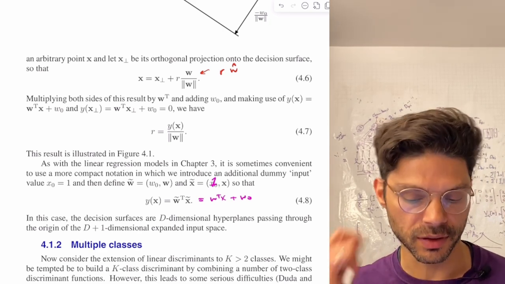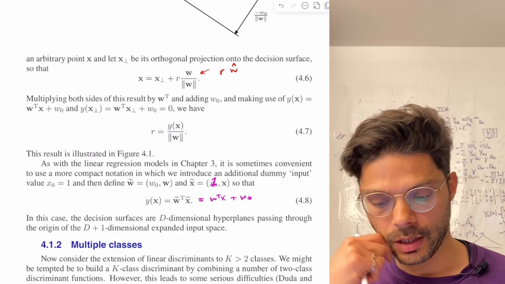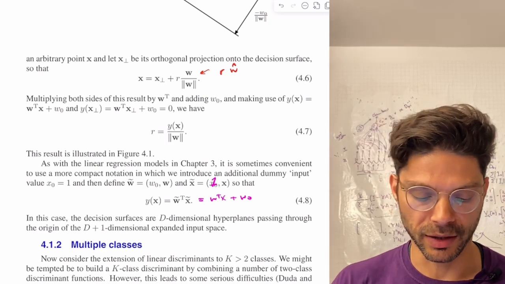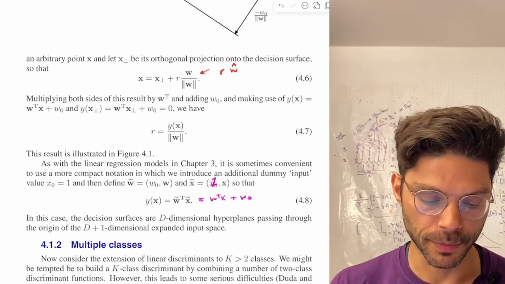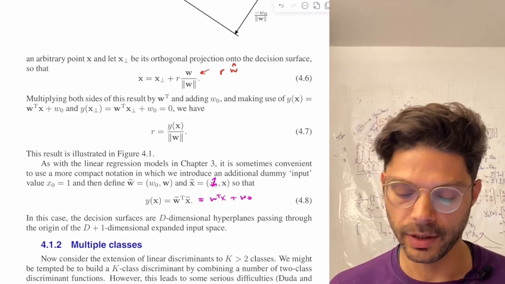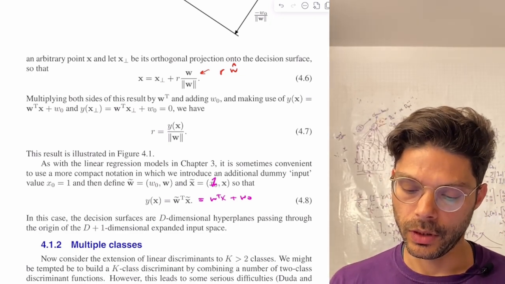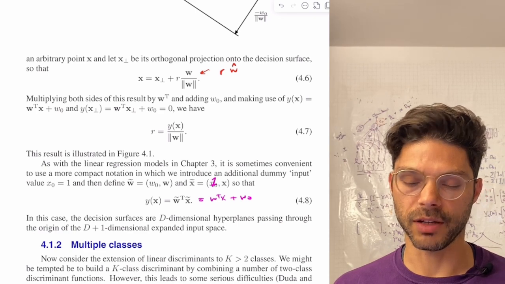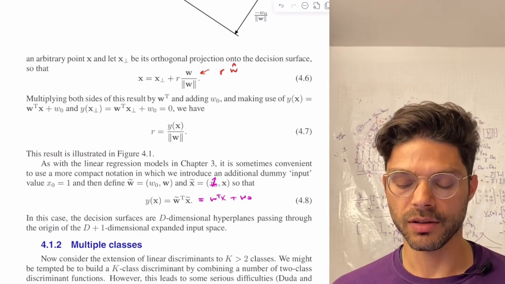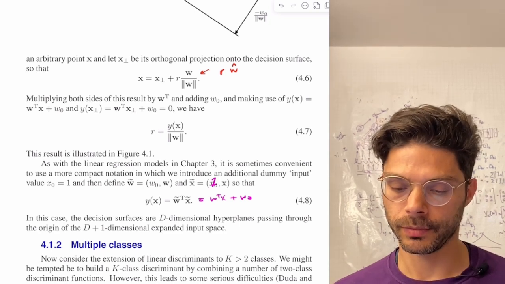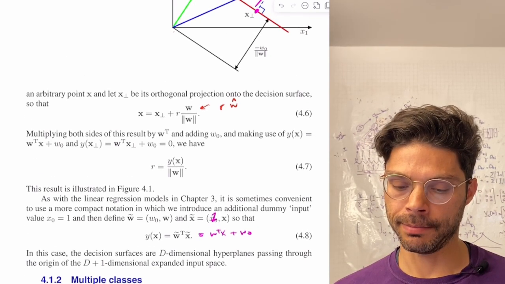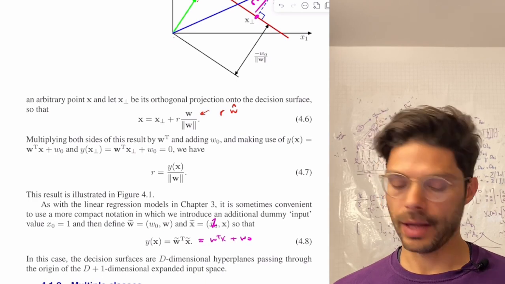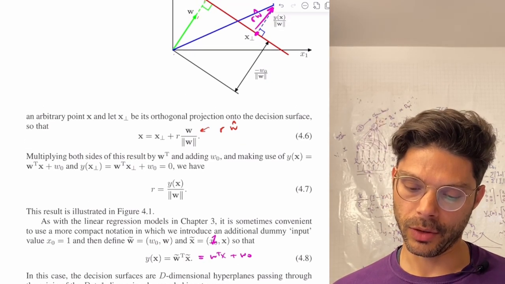So in this case, the decision surfaces are d-dimensional hyperplanes passing through the origin of the d plus 1 dimensional expanded input space. The key idea is that these will now be passing through the origin, whereas before they were shifting around, and the dimensionality has gone up. But the basic idea is the same. It's just a matter of notation. Sometimes it's a little bit more convenient. Is there anything else I wanted to say about that particular section? I think that's about it.